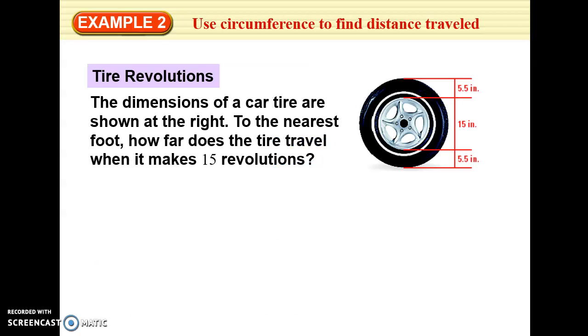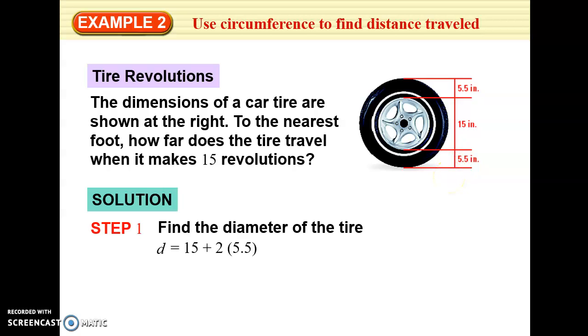Now, here we have an example. Here we have several measures in this part. But this is only a diameter, right? 15 plus 5.5 plus 5.5. Let's find the diameter first. And we have to add it. We get that the diameter is 26 inches. That is the diameter of that tire.